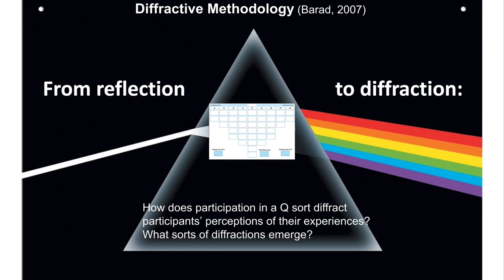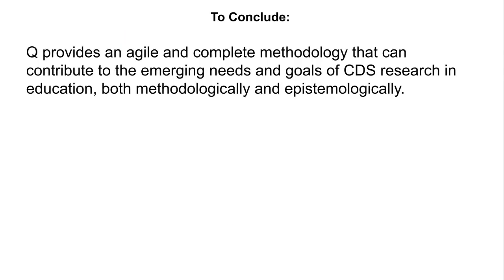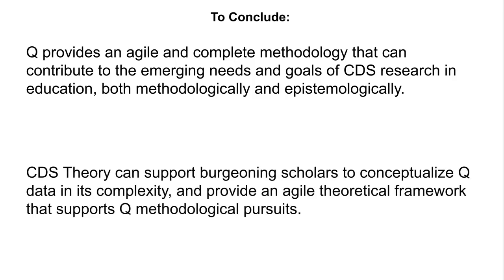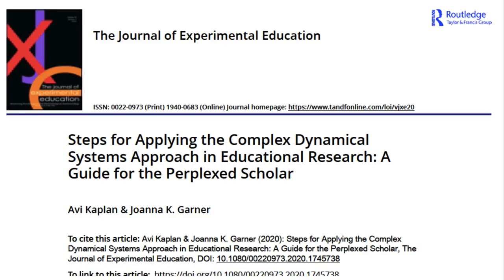So Q methodology serves as an important tool for complex dynamic systems researchers who may need an agile methodology that's flexible enough to adapt to a variety of circumstances at micro or macro levels. And at the same time, complementary, complex dynamic systems theory can give Q researchers and Q methodologists a broader framework that is also agile, flexible and adaptive to a variety of systems or levels of systems to support Q methodological pursuits. At the end of the day, as educational research continues moving towards the reality of a quantum and complex and postmodern ontology, I think both Q methodology and complex dynamic systems studies have a lot to offer for researchers.